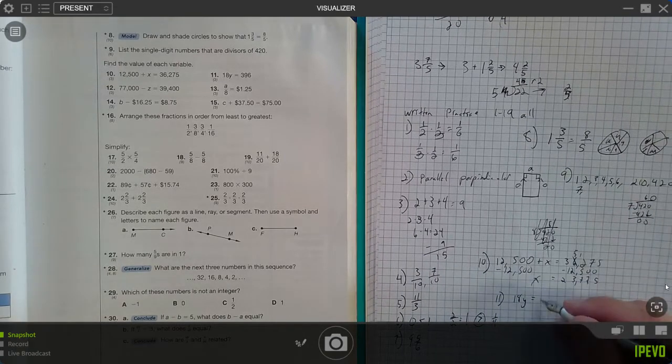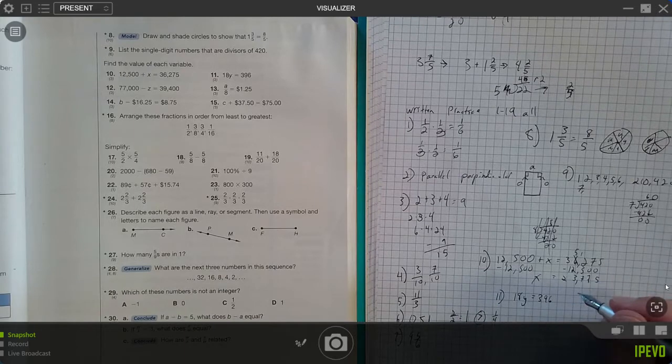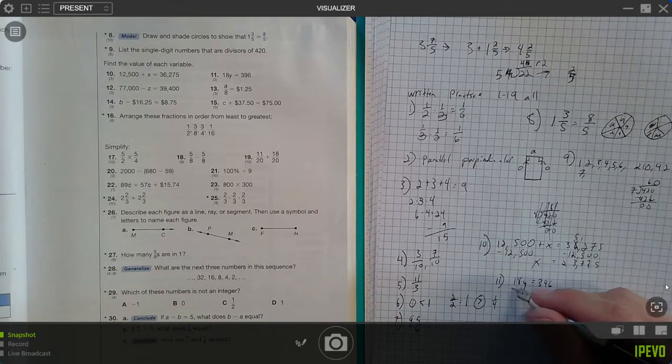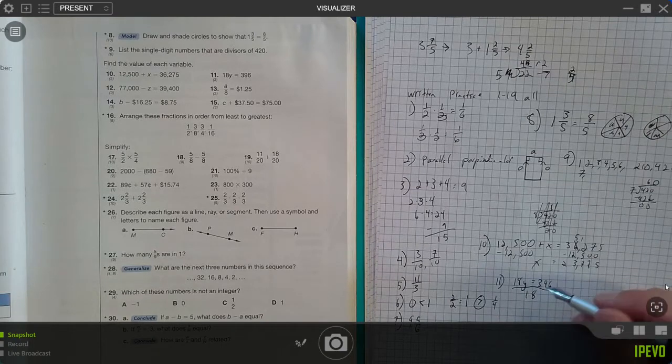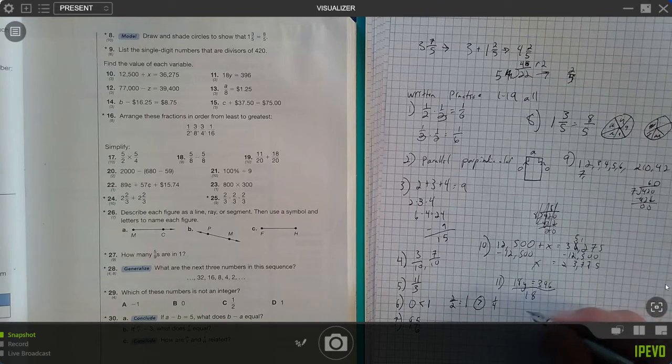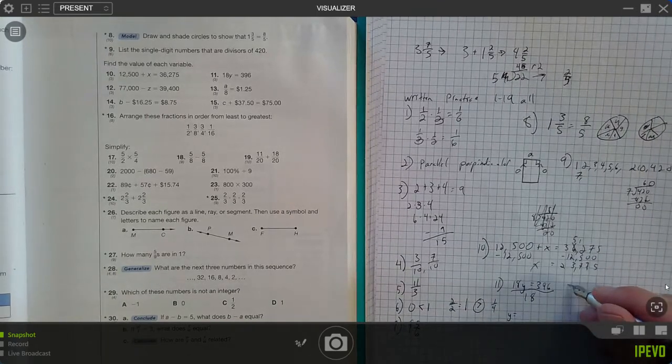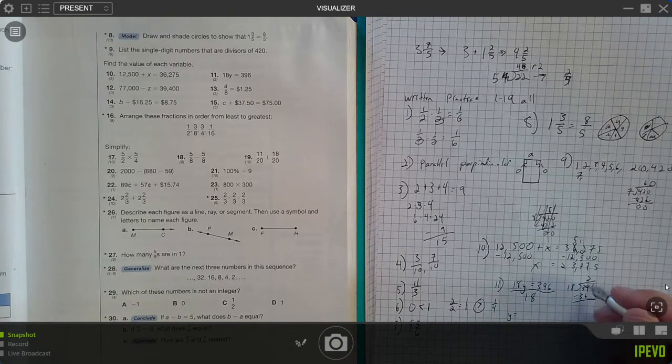18y equals 396. Now, either you remember your multiplication facts or you just do the inverse and divide everything by 18. Remember this equal sign. As long as you do whatever you want to this side, you have to do it to this side. Y equals, well, now I actually have to do the math of 396 divided by 18, which is 22.